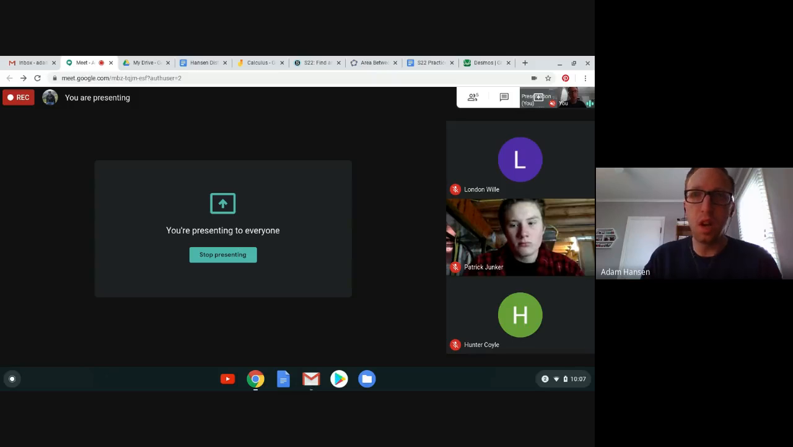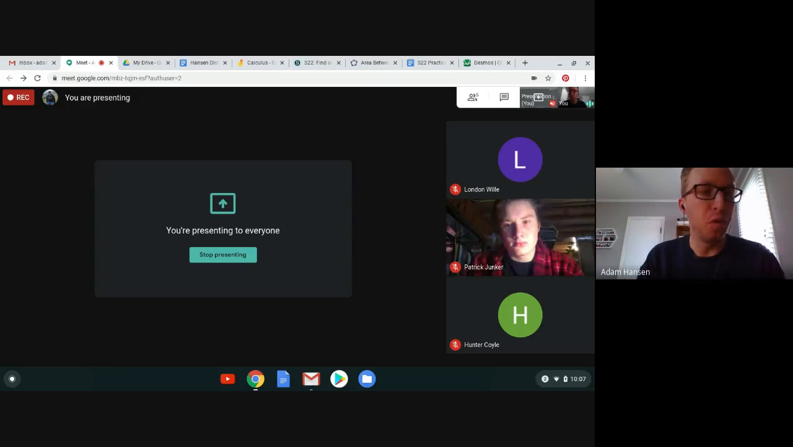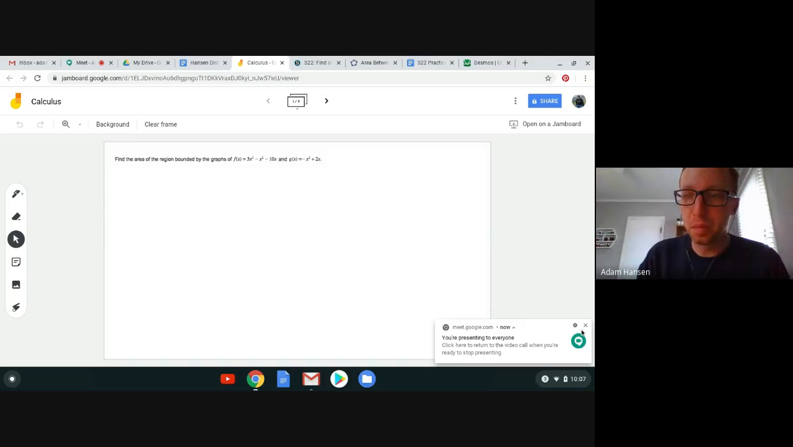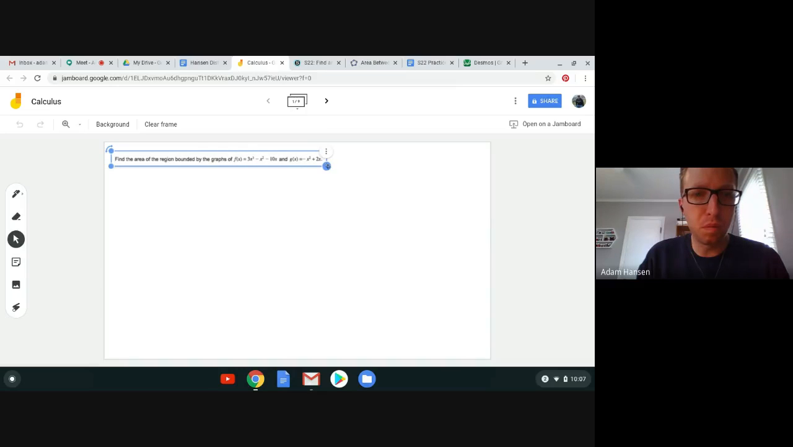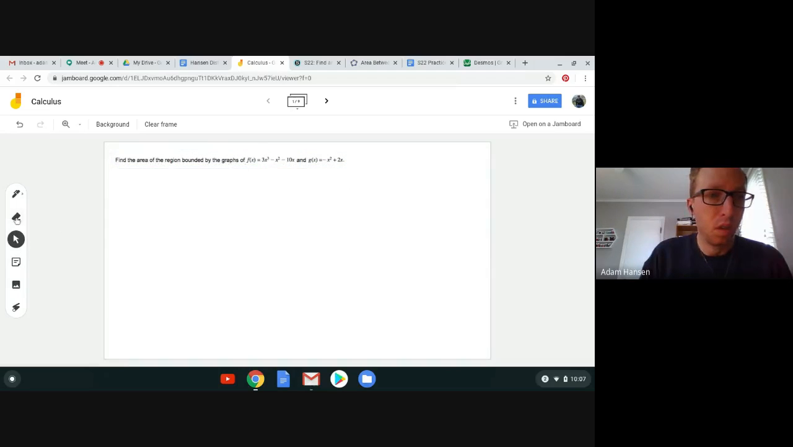Good morning. One last little bit of practice before our quiz tomorrow in Standard 22 when it comes to using definite integrals to find the areas between two curves. So what I have for us this morning is this example. Find the area of the region bounded by the graphs of f(x) = 3x cubed minus x squared minus 10x and g(x) = negative x squared plus 2x.